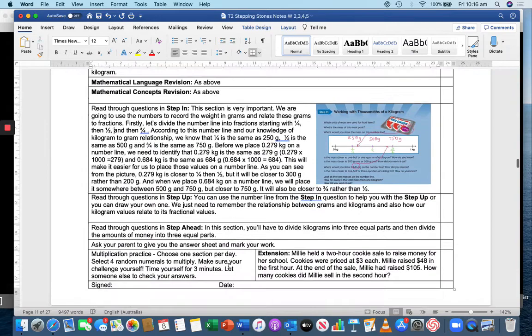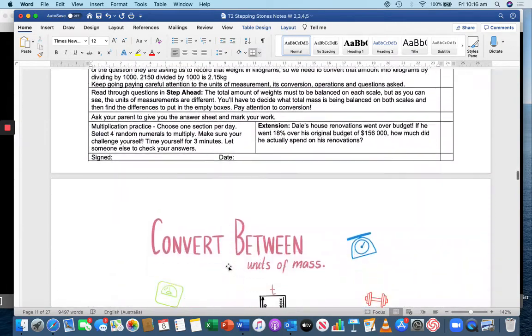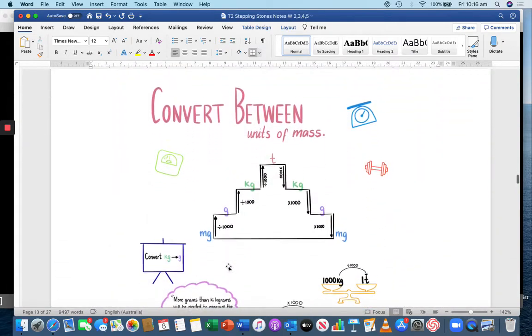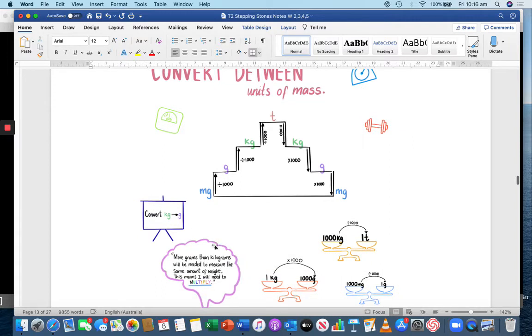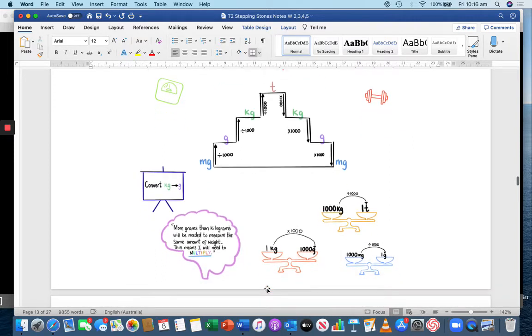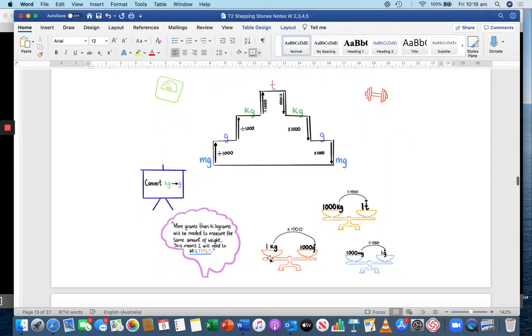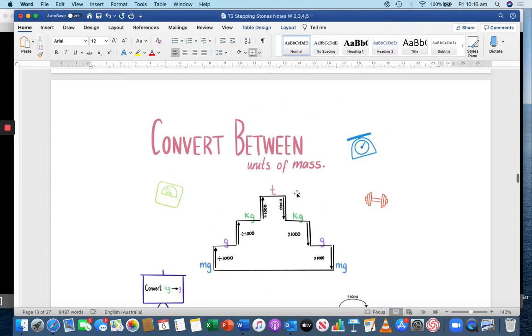Now you also might want to have a look that further down in the pack I've included this little picture of how to convert between units of mass, and it's just a reminder. When we are converting from kilograms to grams, we'll multiply by 1000. When we are converting from milligrams to grams, we're dividing by 1000. It's just a good visual reminder if we forget, but we really shouldn't.